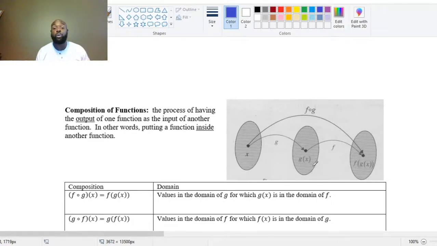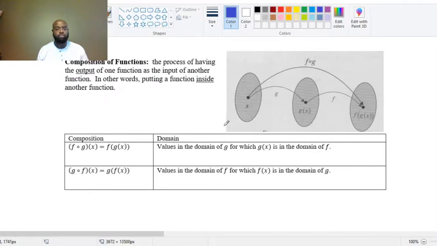And then what we're going to do is take those g of x's, let it be in the domain of f, and apply the function f to it, and then we get f of g of x. So there's that function within a function type of scenario, right? And so what we want to do is combine functions together to get more complicated or more interesting functions, and the composition of functions allows us to do that.